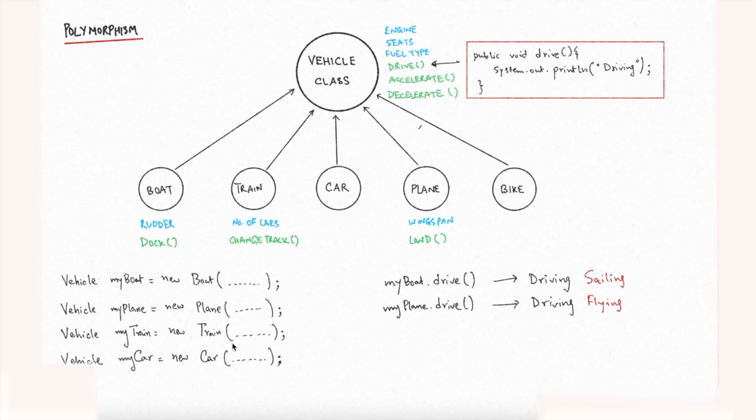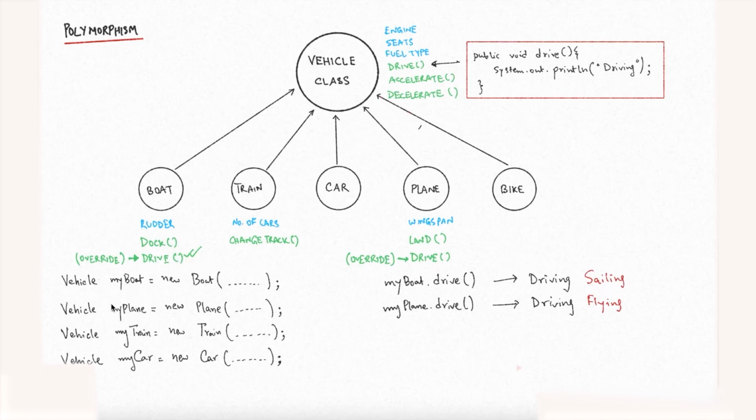In order to do that, we need to override the drive method in the boat class and in the plane class. So in the boat class, we will have a drive method, but it would be overridden. In the same way, for the plane class as well, we will override the drive method. So even though our boat has been defined as a vehicle object, when we call the myBoat.drive method, because drive has been overridden in the boat class, this drive would be called and this drive will not be called. And if in this drive we define the method with an output sailing, then we will get the sailing output.